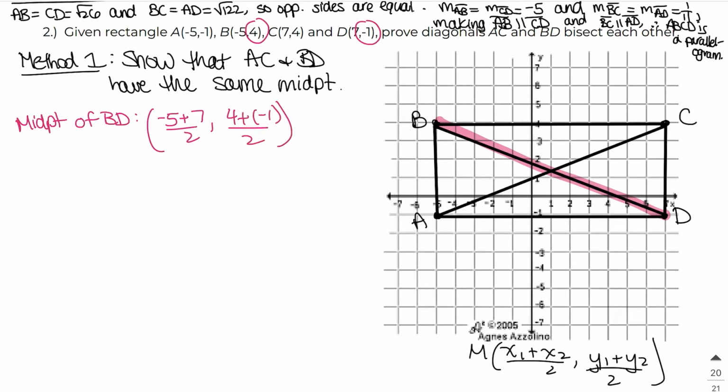So when I do this right here, I end up getting 2 over 2 and then 3 over 2, which becomes 1, 3 over 2. So this is the midpoint of BD. Okay, then I'm going to find the midpoint of AC.